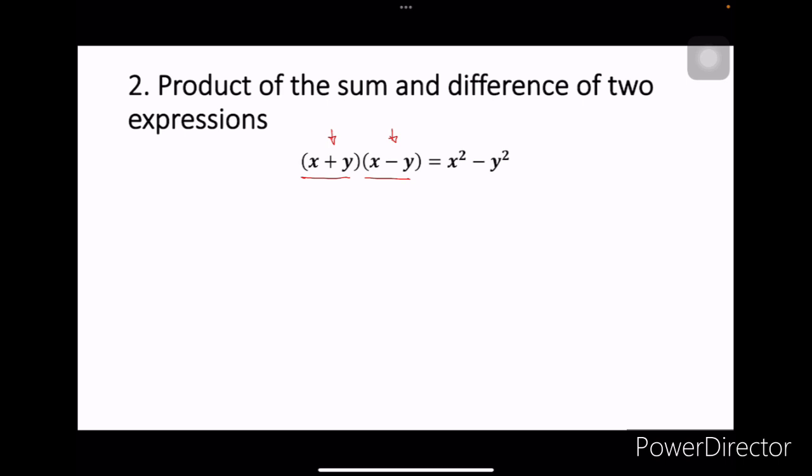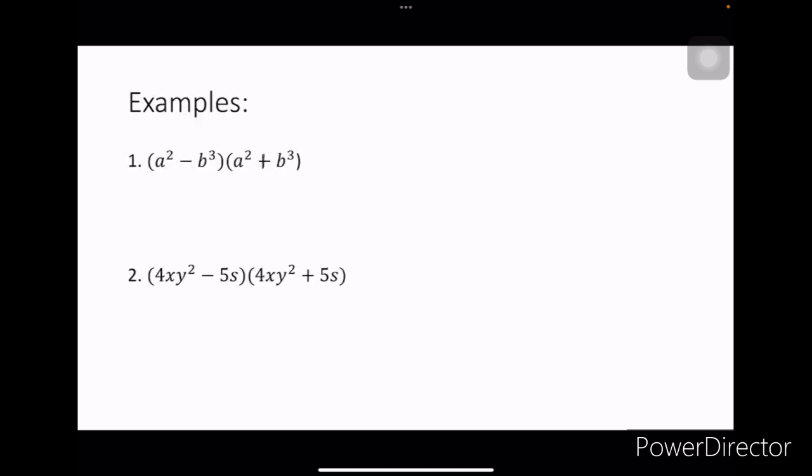Then, if you have the quantity x plus y times the quantity x minus y, this is equal to the square of the first term. So you will have x squared minus the square of the second term, so you will have y squared. To further understand this concept, let's try some examples.